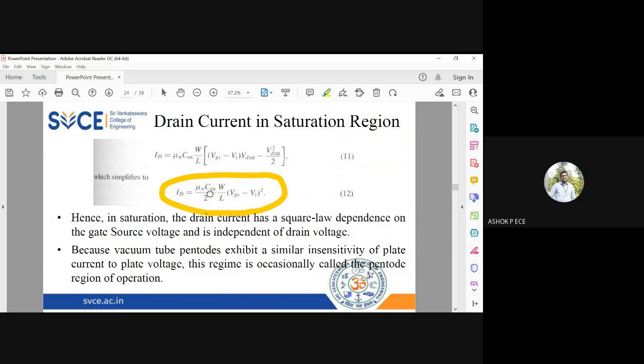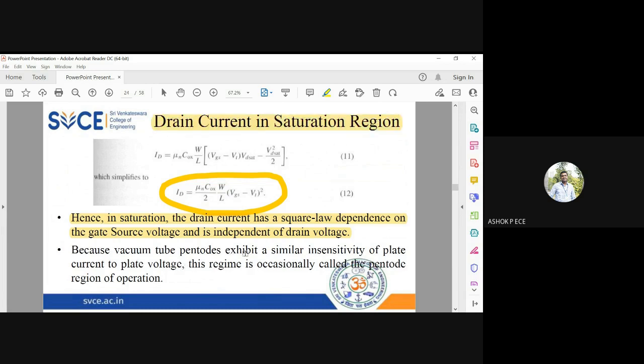Here you can see ID depends on V square. It's a square law dependence, so it is not linear. The current is independent of drain voltage, but drain current is dependent on the square of your VGS. So the linearity is gone. The device is non-linear. That is why it is called the saturation region.